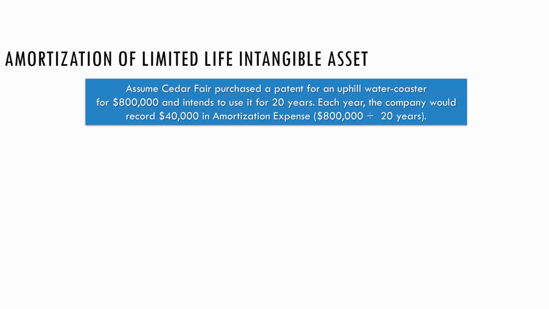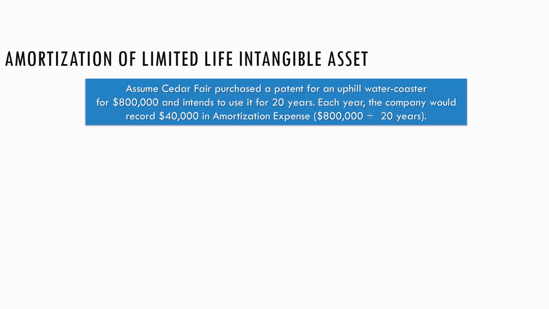Oh, so an example here of a patent. Cedar Fair purchased a patent for a water coaster, and it's a particularly new kind of water coaster, $800,000. They expect to use it for 20 years.